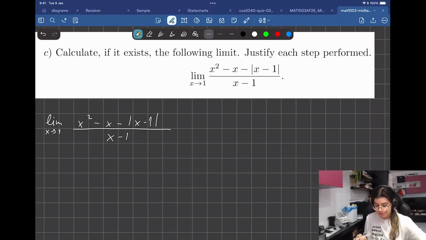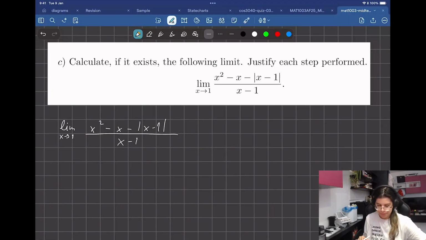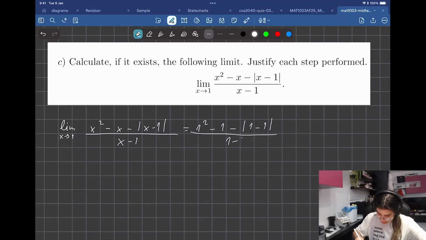Okay, guys, let's move on to problem number 3, part C. This one's quite interesting because it has an absolute value, also known as a modulus. So whenever you have a limit involving a modulus, of course you firstly need to test by plugging in the given value for x. So in this case, this is going to be 1 squared minus 1 minus modulus of 1 minus 1 over 1 minus 1, which is going to be just 0 over 0. Okay, indeterminate form, therefore we need to somehow modify it, right?